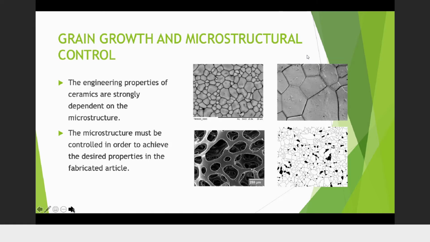So in engineering properties of ceramics, the properties of ceramics are greatly dependent on the microstructure. Here we can see that we have a porous microstructure. We can have a mix of big and small microstructure, or we can have an almost homogeneous size microstructure. And we can also see here that there is a second phase in the microstructure. So the microstructure must be controlled in order for us to achieve the desired properties in the fabricated article.